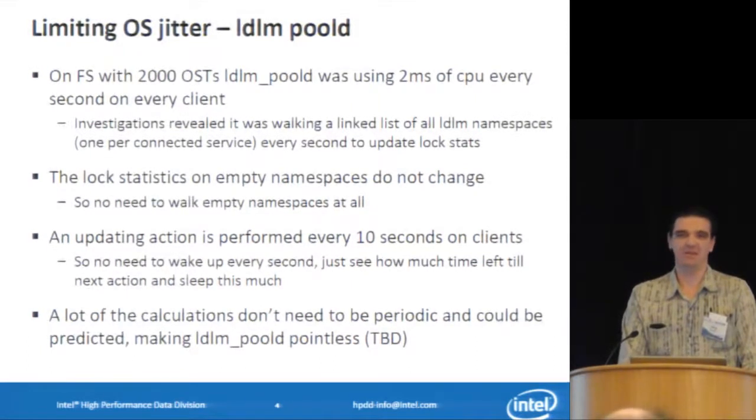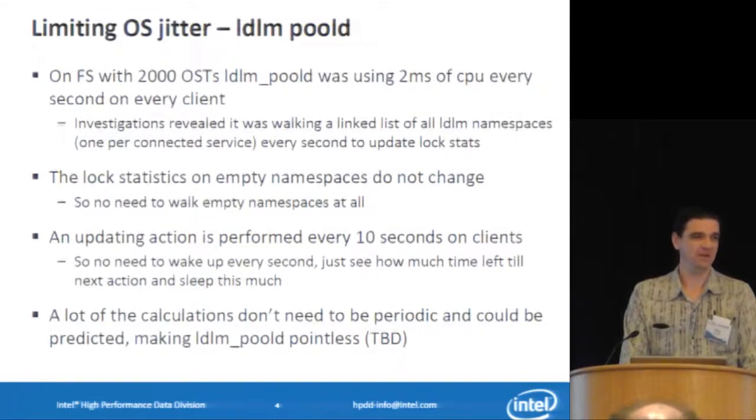So the thread is woken up 10 times in the course of 10 seconds right now, but it kind of walks all the namespaces and goes to sleep 9 times out of 10, which is a great waste. So now we are actually able to determine when is the next time the thread should wake up, and on clients the load is reduced dramatically. We have some testing from Oak Ridge that shows that CPU utilization basically is no longer noticeable at all after running for several hours.